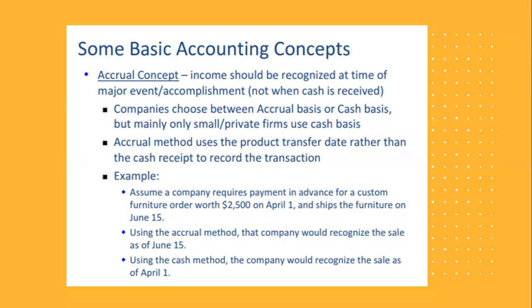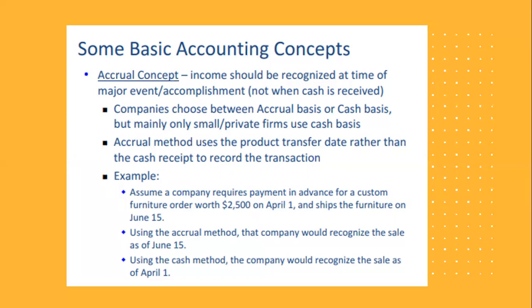Companies choose between accrual or cash basis, but mainly only small private firms use cash basis. So it can be used, for example, if there's a startup and somebody has just started a business, they may use a cash basis. Just because they are working on a very small scale, even one transaction means a lot to them. So they may use that, but generally speaking, for larger or mid-sized companies, the accrual method is used for accounting, and this is when you recognize a transaction when it is actually accomplished or if a specific event happens.